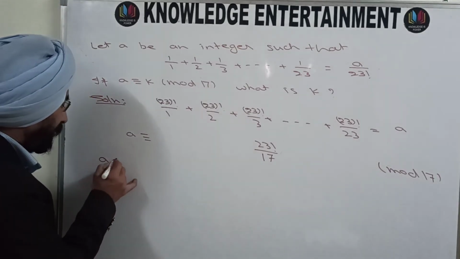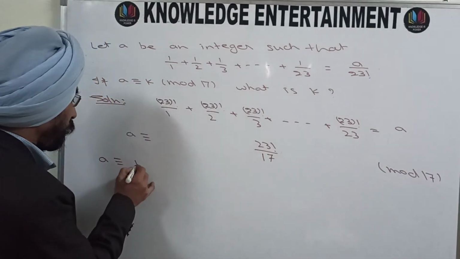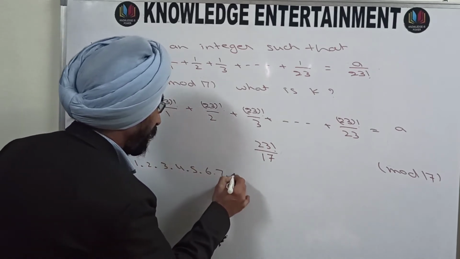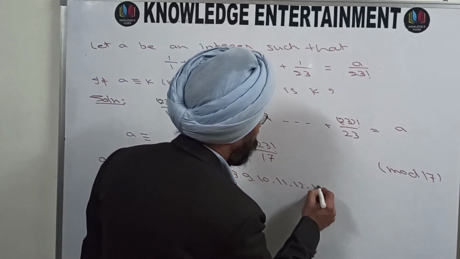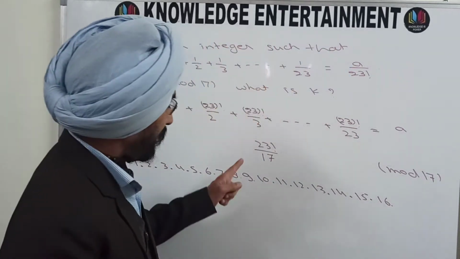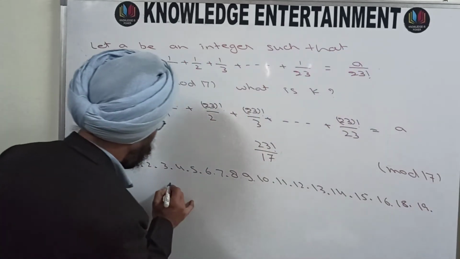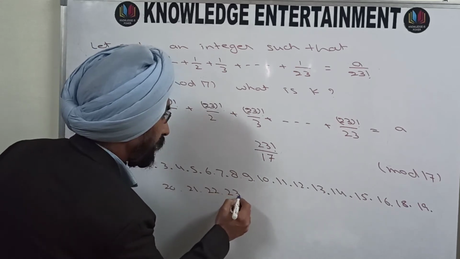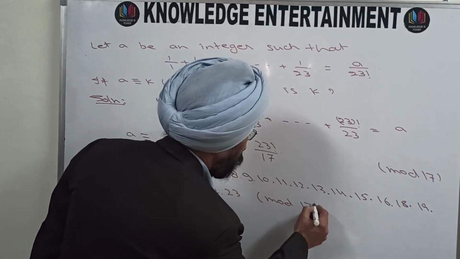So a is congruent to, when you expand this term, you will get 1 into 2 into 3 into 4 into 5 into 6 into 7 into 8, 9, 10, 11, 12, 13, 14, 15, 16, no 17 because 17 is cancelled, 18, 19, 20, 21, 22, 23, modulo 17.